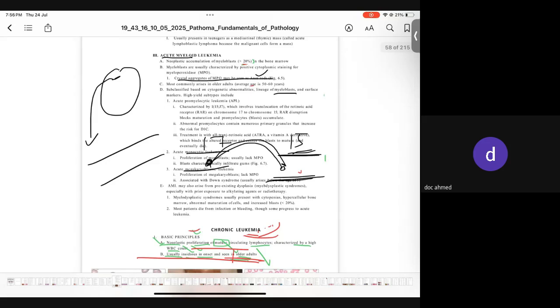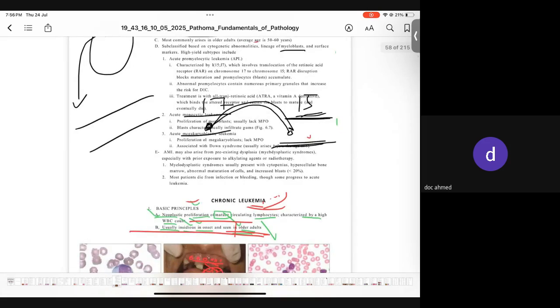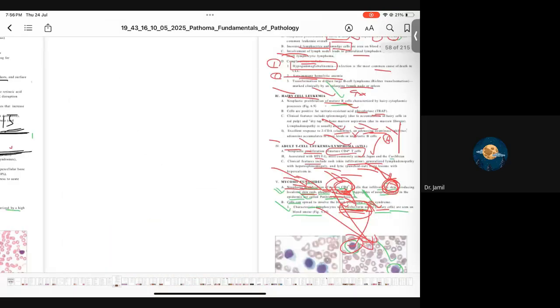Let's come towards chronic leukemia. As I already told you, whenever we have cancers of mature lineage, that's going to be chronic leukemias, right? So it's neoplastic proliferation of mature cells. Again, the question should arise: it can be on the lymphoid mature or the myeloid mature side, right?